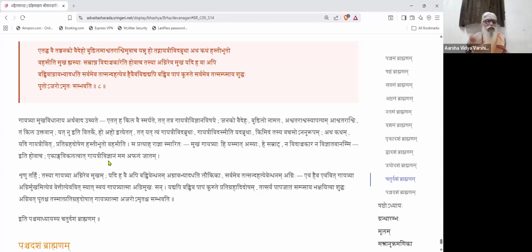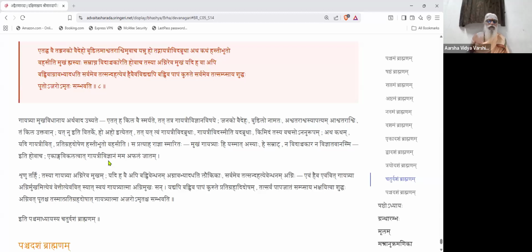Ekanga vikalatvat means one part is deficient now. I don't know the mukha of the Gayatri and I am not able to do the upasana, and therefore my upasana is not complete. One part is missing. It is deficient in one part. So Ekanga Vikalatvat Gayatri Vijnanam Mama Aphalam Jatam. Therefore, I did not get the full phala of the Gayatri Upasana. That is why I am having this problem.